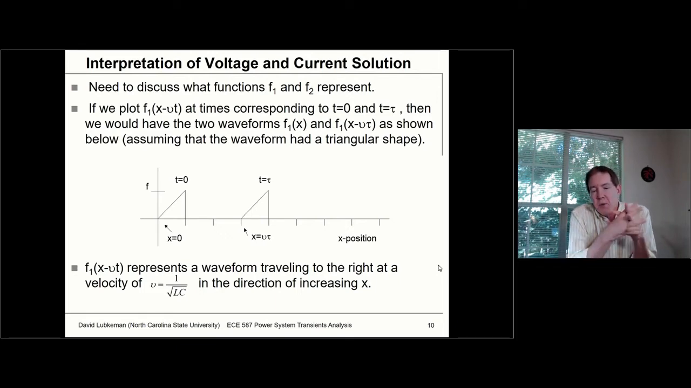All right. So the interpretation of this is that we have a waveform, that triangular waveform, which is shifting to the right at a velocity given by 1 over the square root of LC in this direction of increasing x. So basically we have a traveling wave. Whatever we have at time equals 0 gets translated down this line to position x equal velocity times the tau term, the delay term, just shifted over to the right.